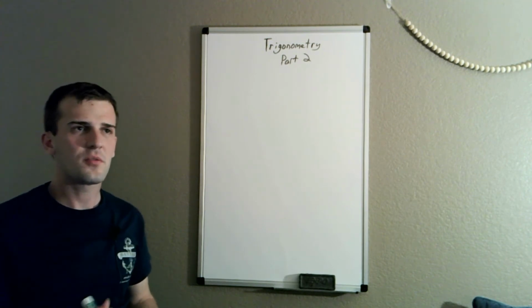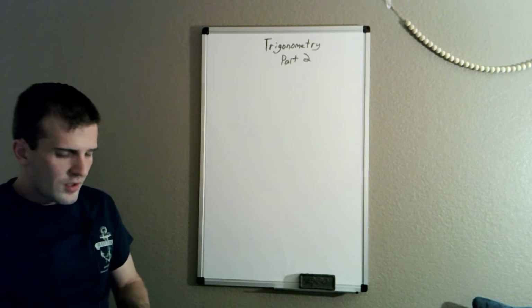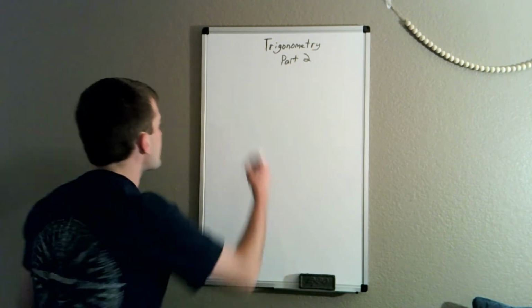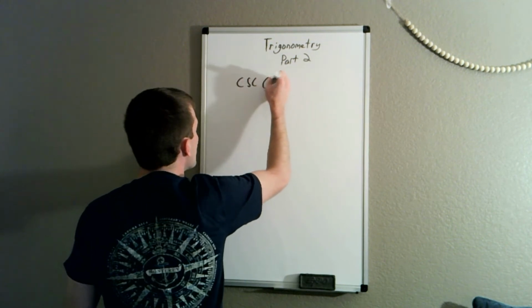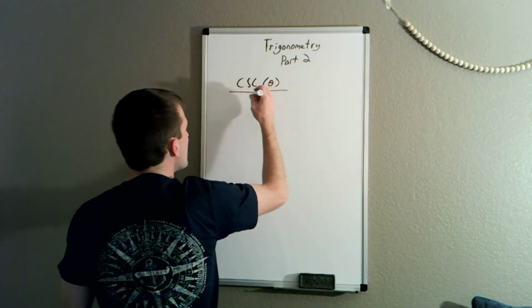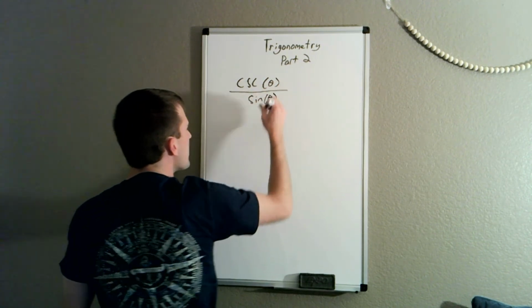And then I want you to unpause the video and see if you got the same answer that I did. So let's start out with our first example. Let's just say cosecant of theta divided by sine of theta.